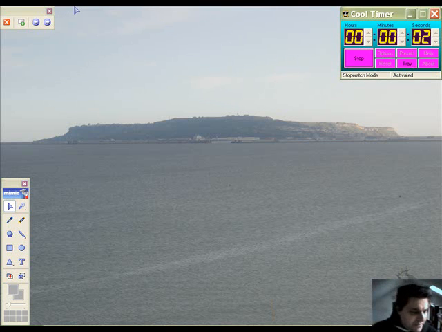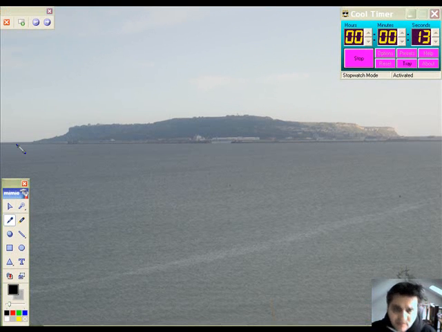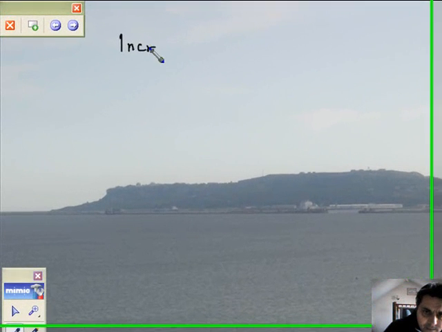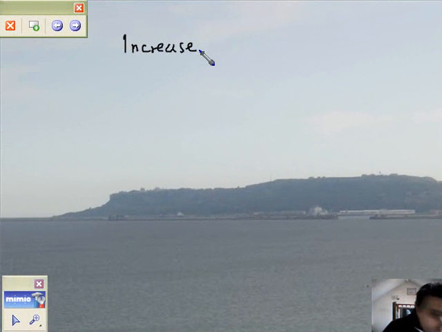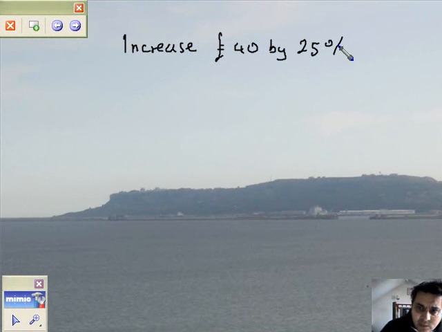Alright, looking at page 52, exercise 4.3, percentage increase or decrease. Straight into 1a, the example says increase, I'll write it here, increase £40 by 25%. Well, let's do it the long way, then I'll show you how to do it with multipliers.